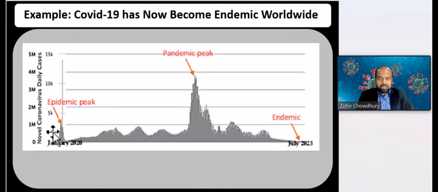In this figure, we can see COVID-19 new cases in the world since it became endemic worldwide. In the beginning, you can see the epidemic peak in here during January 2020 in China, followed by the pandemic peak sometime in between, and then finally after July 2023, as it becomes endemic in here. The cases actually are not reported anymore either because it's just endemic.